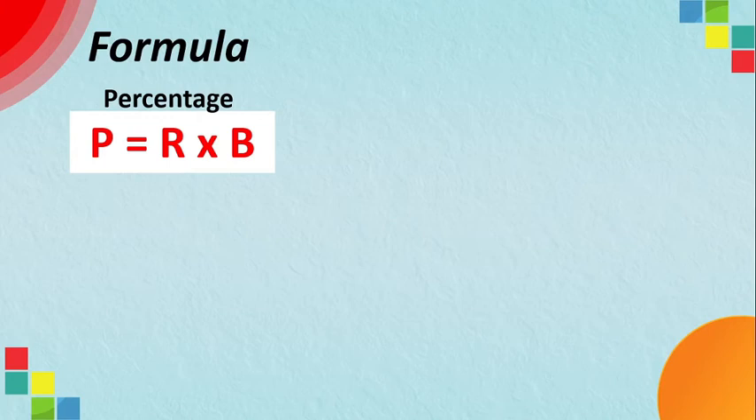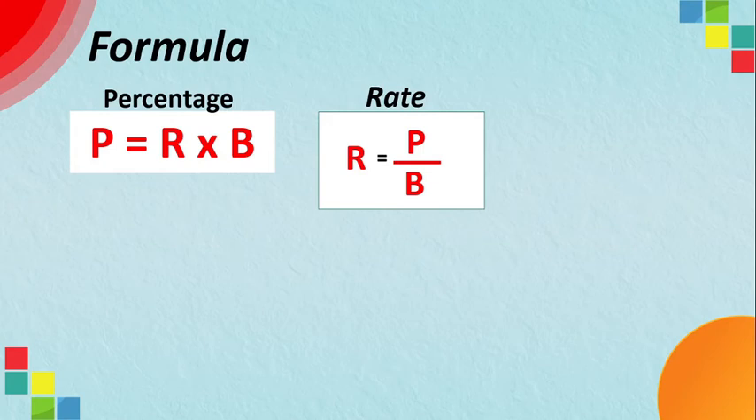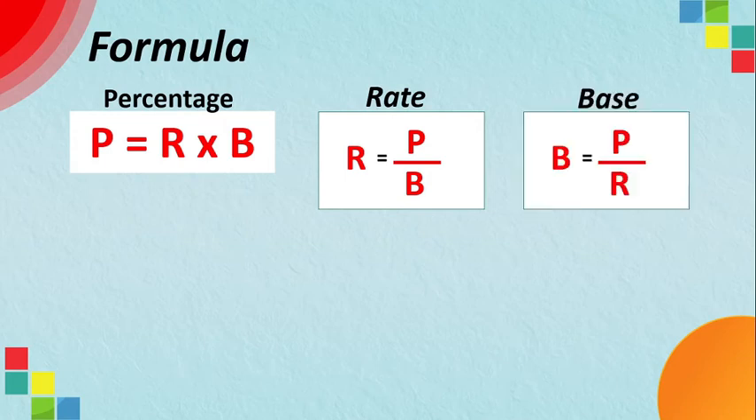P stands for percentage equals rate times base. And if we are looking for rate, the formula will be rate is equal to percentage divided by the base. And if base is missing, all we have to do is follow this formula: base equals P divided by R. Okay, so those are the derived formulas that we have after performing the solution and making a formula out of the problem.